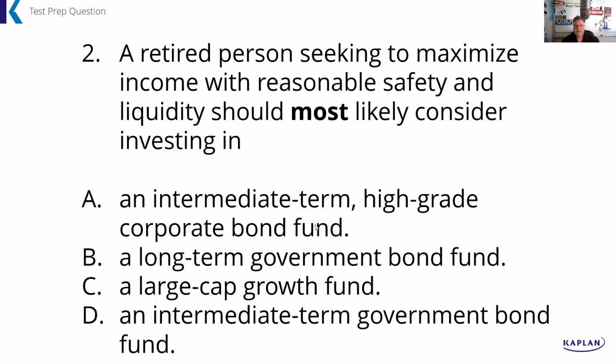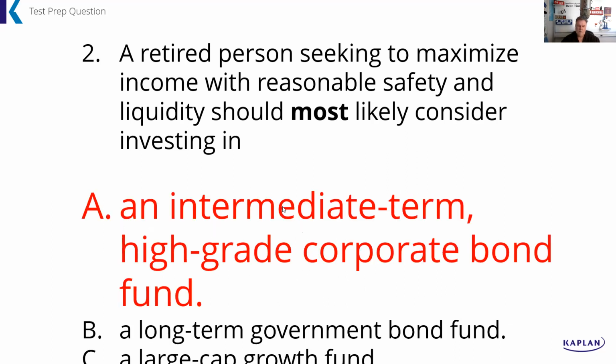A retired person is seeking to maximize income with reasonable safety and liquidity. Most likely consider, so reasonable safety and liquidity. I don't think I'm going to get the intermediate, large cap growth funds out, so I'll do process of elimination here. That's out. Maximize reasonable safety. Reasonable safety means I'm going to toss out the government bonds and go for the high grade corporate bond fund given that answer set. Again, reasonable safety, not absolute safety. I still have credit risk in A, a little more than no credit risk in governments, but I get a little extra income for that.